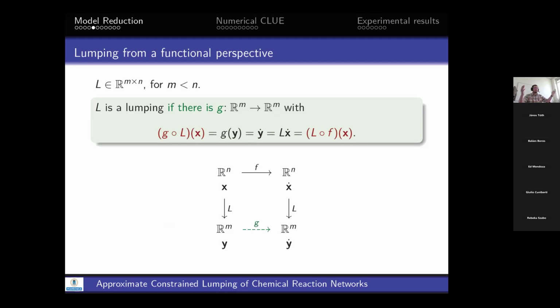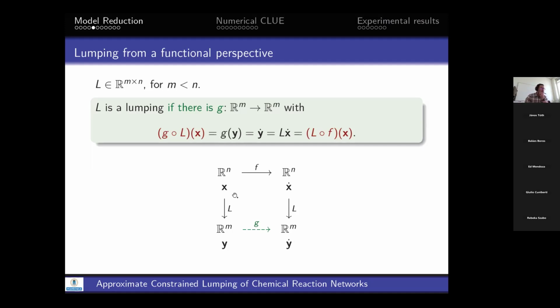So formally speaking, we have defined what a lumping is. If we want to look at it in a more functional way, from a functional perspective, we have here our state variables, the x's, and we have our map f that maps to the derivative. So L, a lumping, is just a projection map that goes from a higher dimension to a lower dimension that maps x to y, and it will map x prime to y prime, right? If we just look into these two.